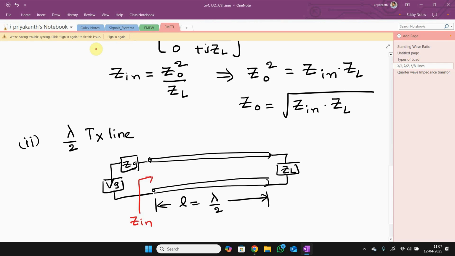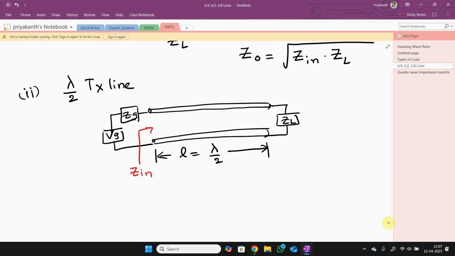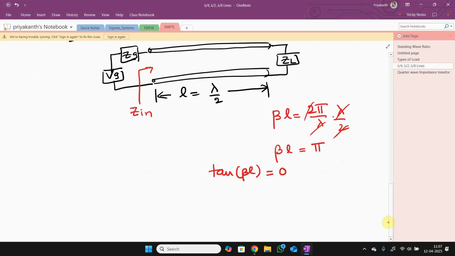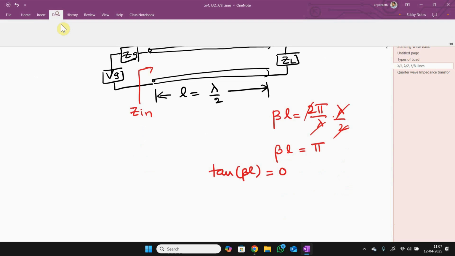Now L is lambda by 2. What happens to beta L? Check. Yes, what happens? It becomes pi. Then what happens to tan beta L in this case? It will be 0. Tan beta L is 0. Now it has been simplified.